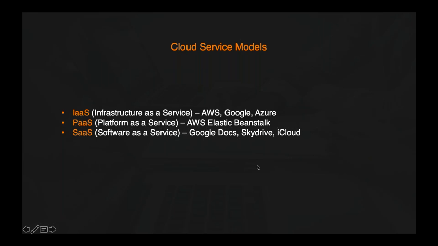But again, it's a cloud-based storage system. Whatever document you create will be stored on the cloud platform. So these are the three models: infrastructure as a service, platform as a service, and software as a service.